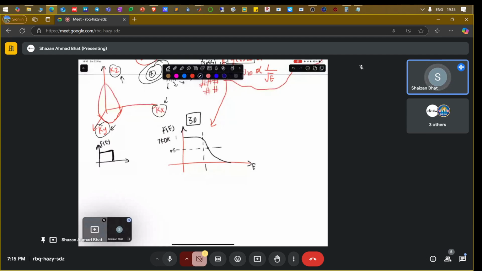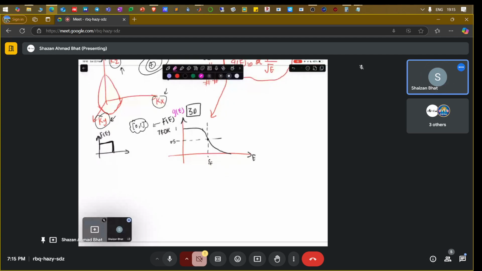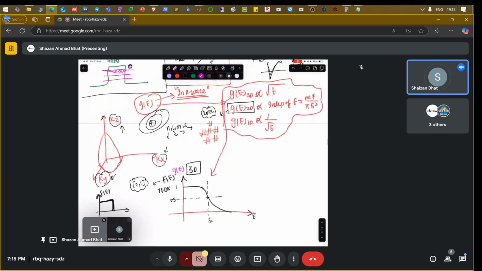You draw on the same curve the density of states, which is g as a function of E. So g as a function of E varies as square root of E for the 3D system. So you draw it something like this. This is directly proportional to square root of E. Now you see, because the n of E is a product of g of E times the f of E.